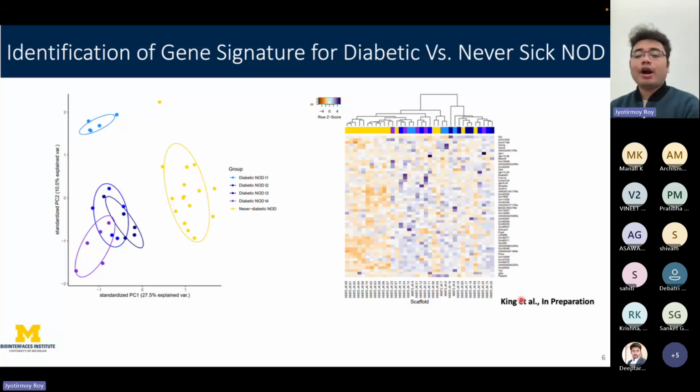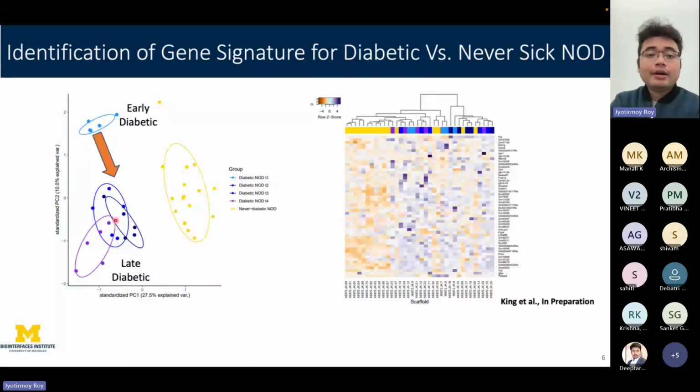And using elastic net, we wanted a panel of biomarker genes, around 20 or 30 biomarker genes, which can predict the onset of diabetes as early as 6 weeks of age. What we saw was that we got a panel of around 32 genes, which we are currently narrowing down. And this panel was not only able to identify the diabetic cohort shown on the left from the never sick cohort shown on the right in yellow, but it was also able to identify which of them were going to become diabetic early as compared to the late diabetic stages.